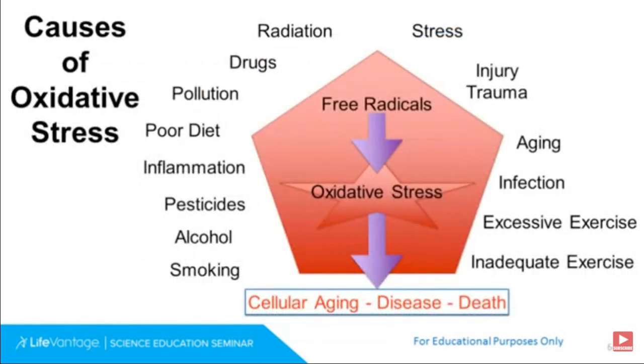So in addition to just normal metabolism and eating, there are other things that cause free radical damage in our bodies. And here's just a list of some of those things. Smoking, alcohol, pesticides, poor diet, inflammation, pollution, drugs, radiation. I'm a cardiologist. I'm in a cath lab all day. I'm exposed to the X-ray tube when I'm doing my angiograms, and that concerns me.